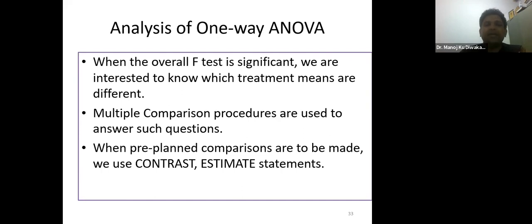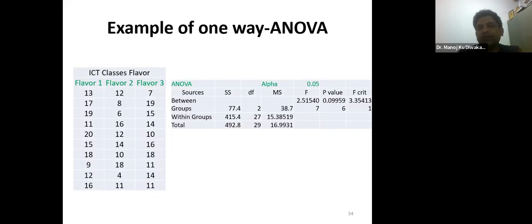After that, multiple comparison procedures are used to answer such questions, and when pre-planned comparisons are to be made, you can use the contrast and estimate statements to compare the mean values. So this is an example of one-way ANOVA. Here you can see the ICT class: this is one flavor of the ICT, the marks of the students in flavor 2, and the marks of the students in flavor 3, and here you are going to apply the one-way analysis of variance.